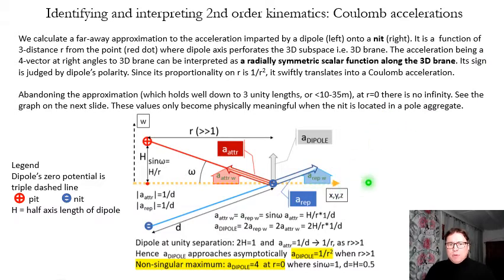It is noteworthy that when we come closer and closer to the point of perforation, to the aggregate, it is a test nit that could belong to another aggregate. We actually don't have infinity at zero distance. So we are resolving also the problem of ultraviolet catastrophe here.